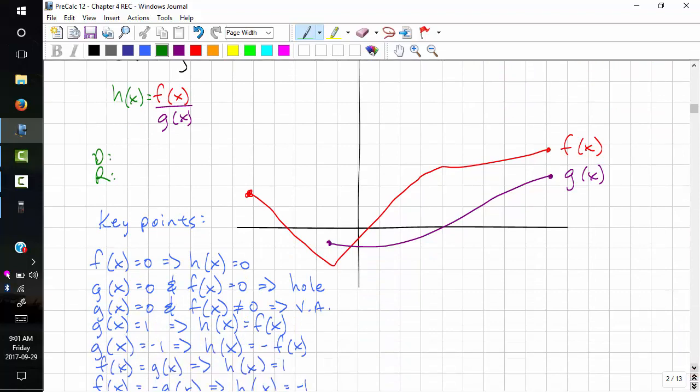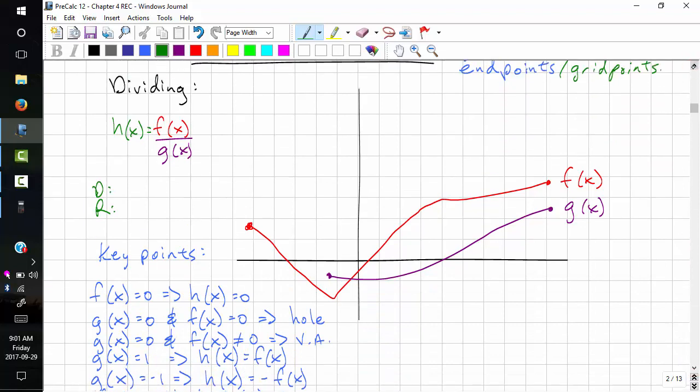Dividing. This is the trickiest one because now we have non-permissible values, and they can be holes or they can be vertical asymptotes. Our domain, we'll say it's -1.5 to 9 again, but we do have a restriction, and that's where g of x equals 0. So I'll put a mark there, and it can't equal 4.